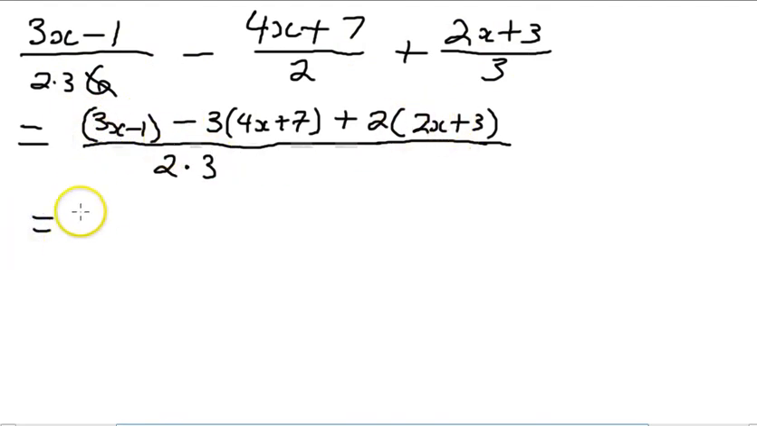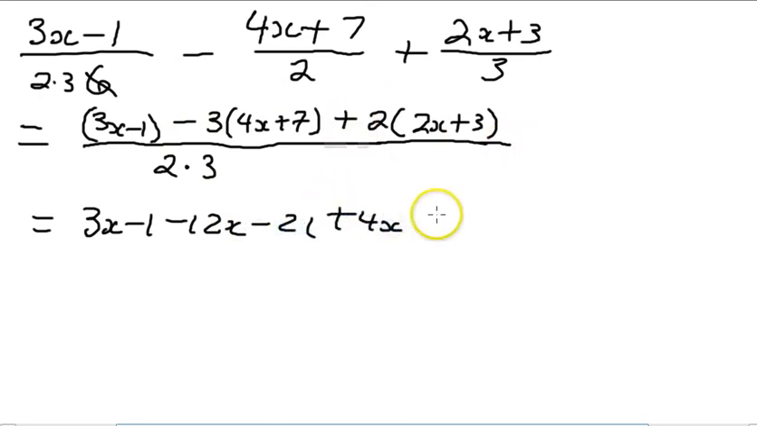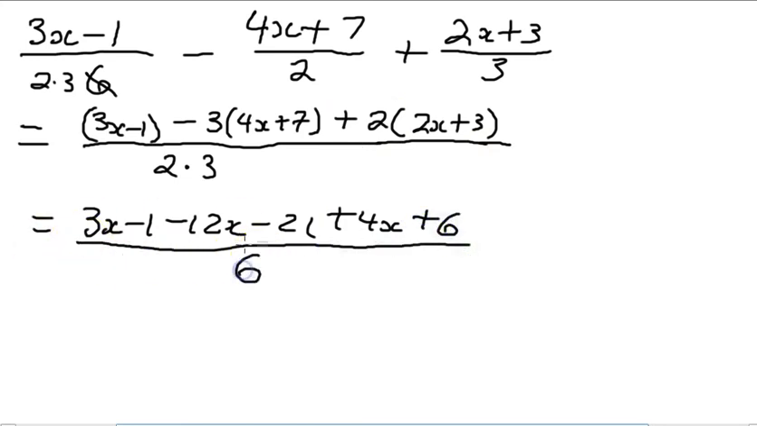So, first term, 3x minus 1, minus 12x, minus 21, plus 4x, plus 6, all over 6. Okay, and we can combine these now as 2 times 3.